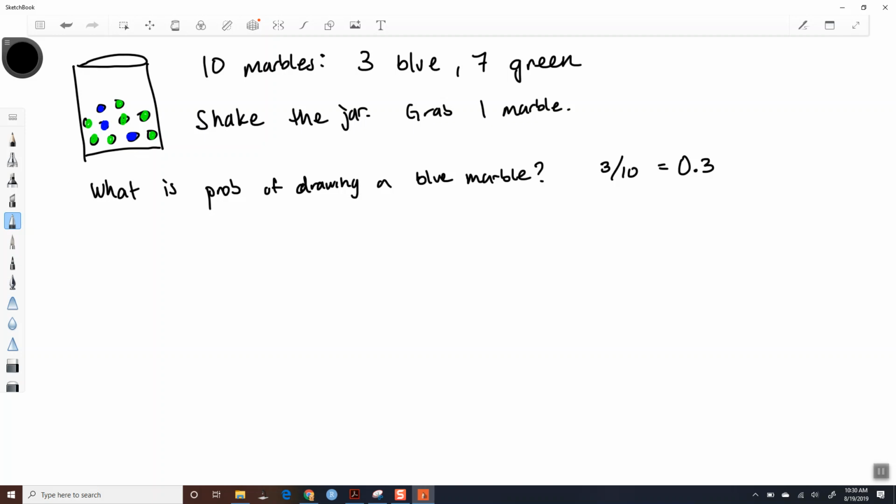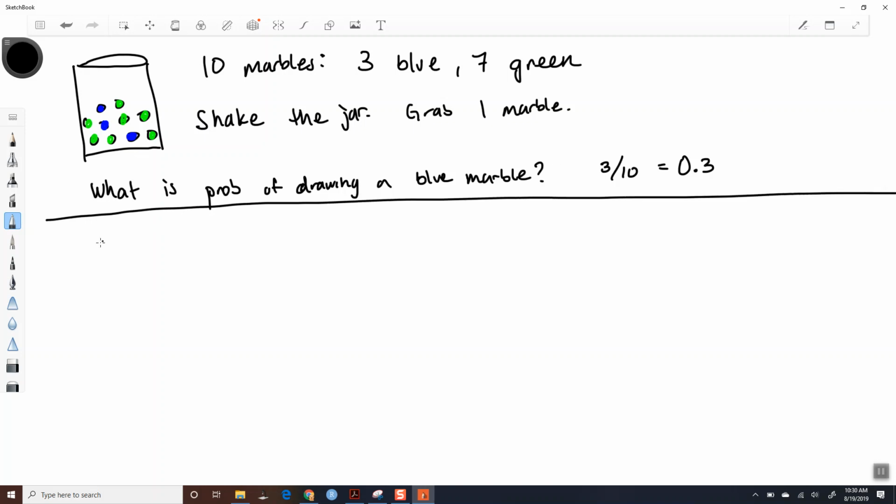So now we can have kind of different situations. One is I could draw the marble and I could leave it out, and then now I have 9 marbles left in the jar. Or I can put the marble back in and we have 10. I just want to show the difference between these things. So remember the original rule is that the probability of A and B is equal to the probability of A times the probability of B given A.